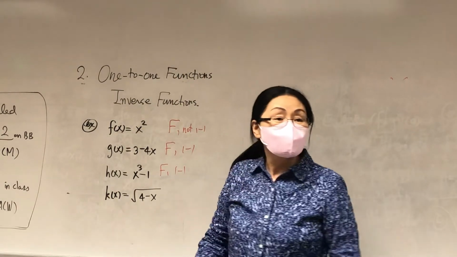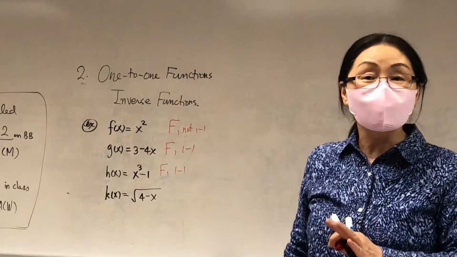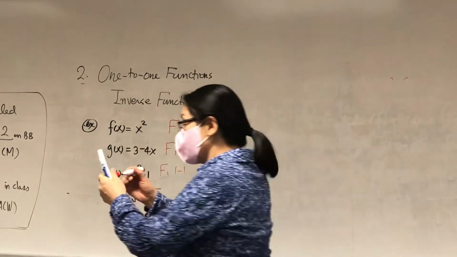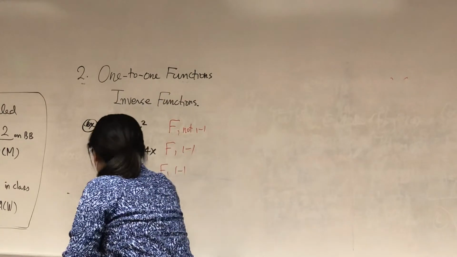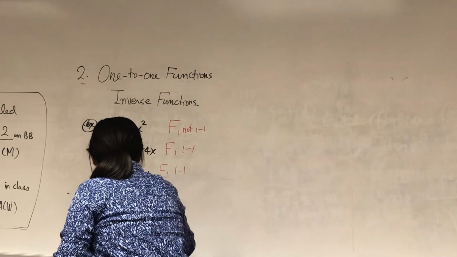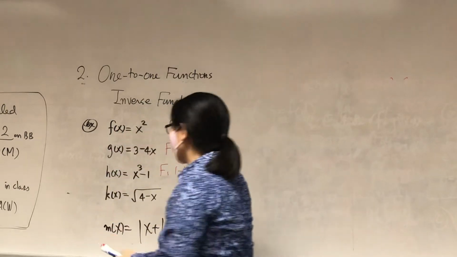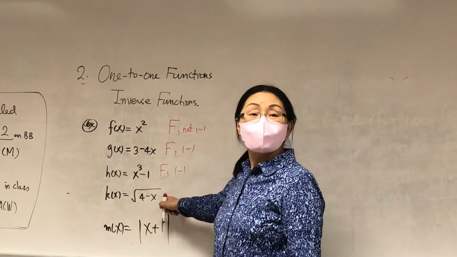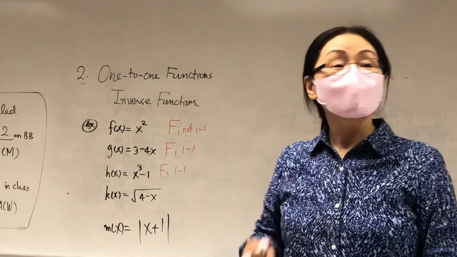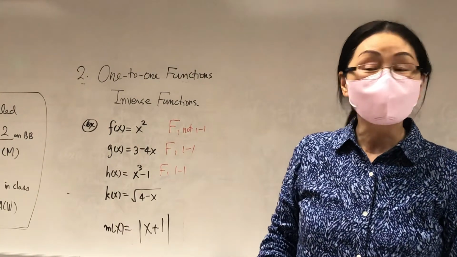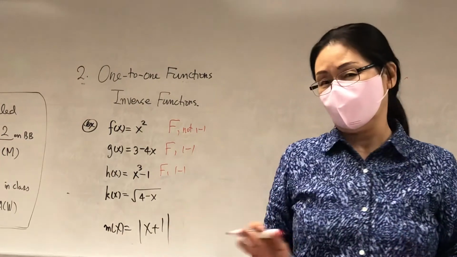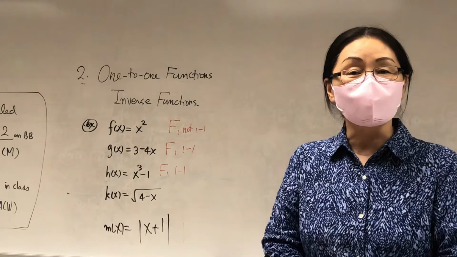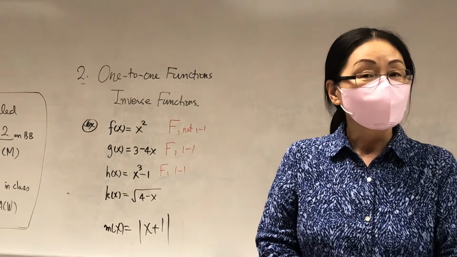How about this one? What's the graph of this? K of x? Oh, good, because you asked this. So let me make one more. Is it the one-to-one one? What's the graph of this? Where is the vertex? Inside should be 0, and that's the location of the vertex.